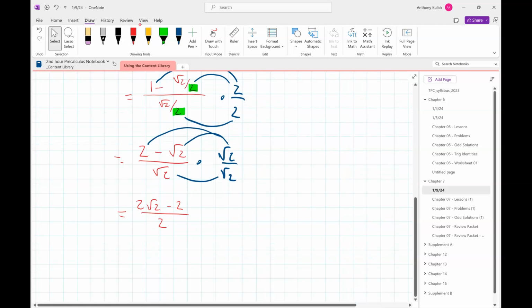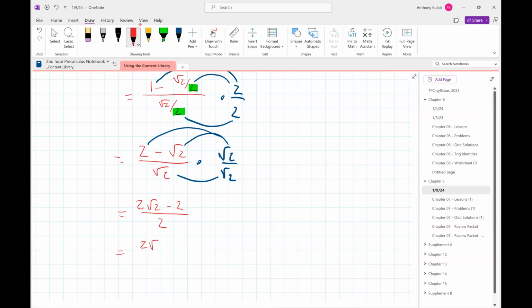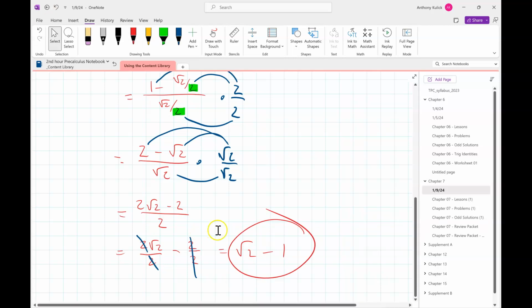And I notice here that everything has a factor of 2 in it. So to reduce that, I'm just going to write this as 2 separate fractions with a common denominator. So the first one, I can reduce the factor of 2, leaving just root 2. The second one, I can reduce both the 2's, leaving just 1. That should be my answer.